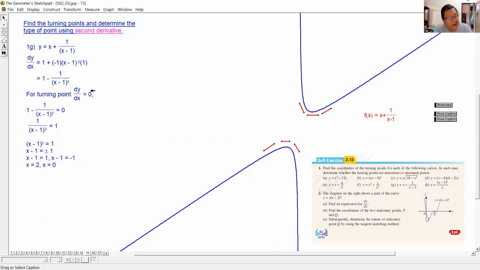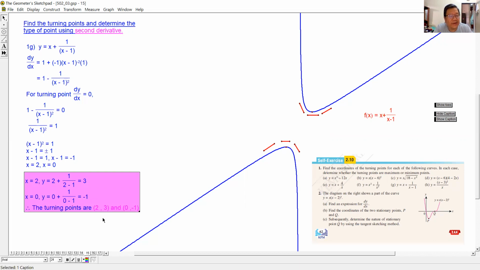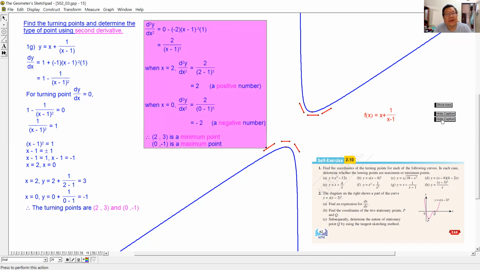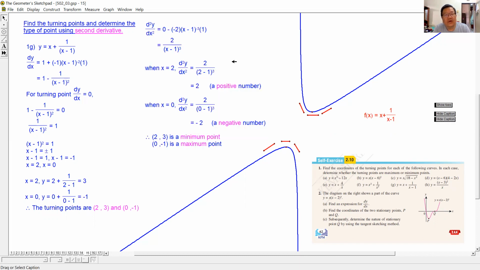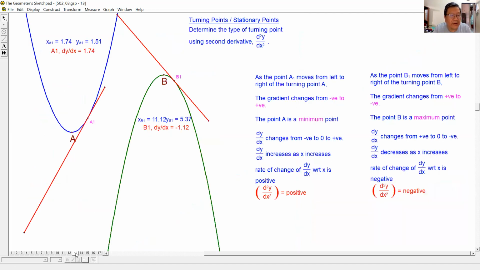So we use the first derivative to find the turning points. After that, we are going to use the second derivative to show what type of turning point it is. If it's a positive value, what type? If it's a negative value, what type? So this one I'm going to show you in the next lesson. Now only 2 minutes left. Cannot show already. I can just explain to you the meaning only.